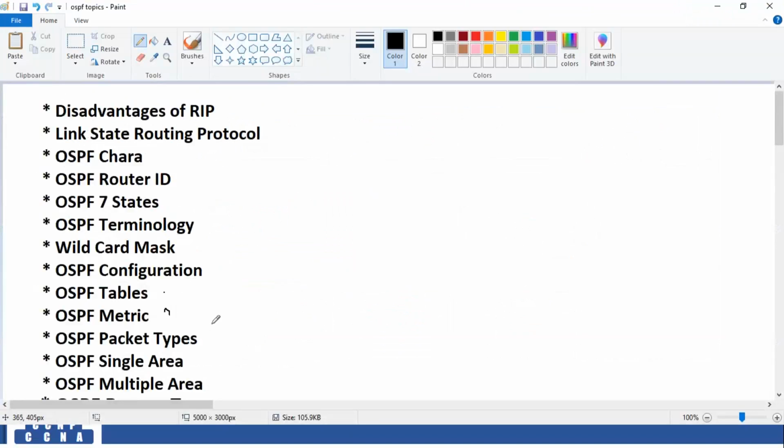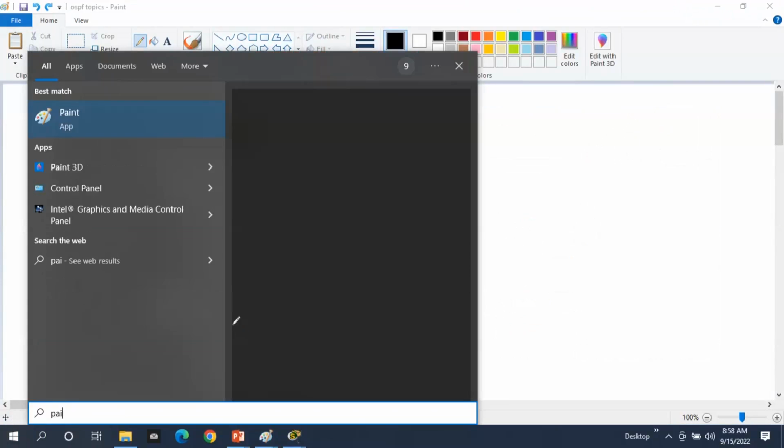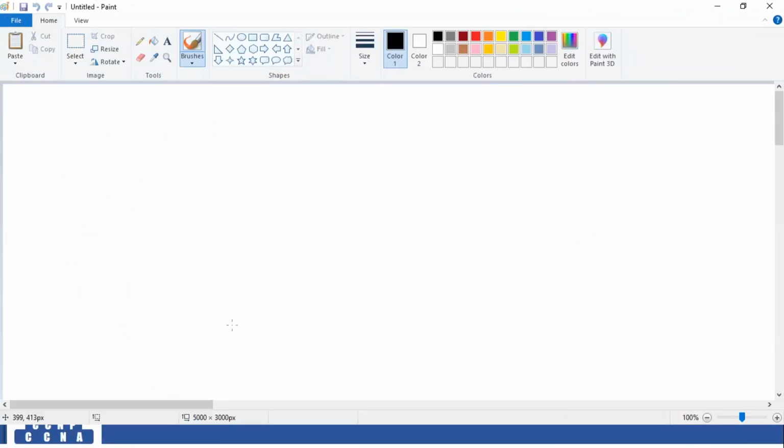OSPF metric, OSPF packet types. Now let us discuss the areas concept in OSPF. What exactly are areas, like single area, multiple area? What is the major advantage of OSPF? Advantages in the OSPF protocol.